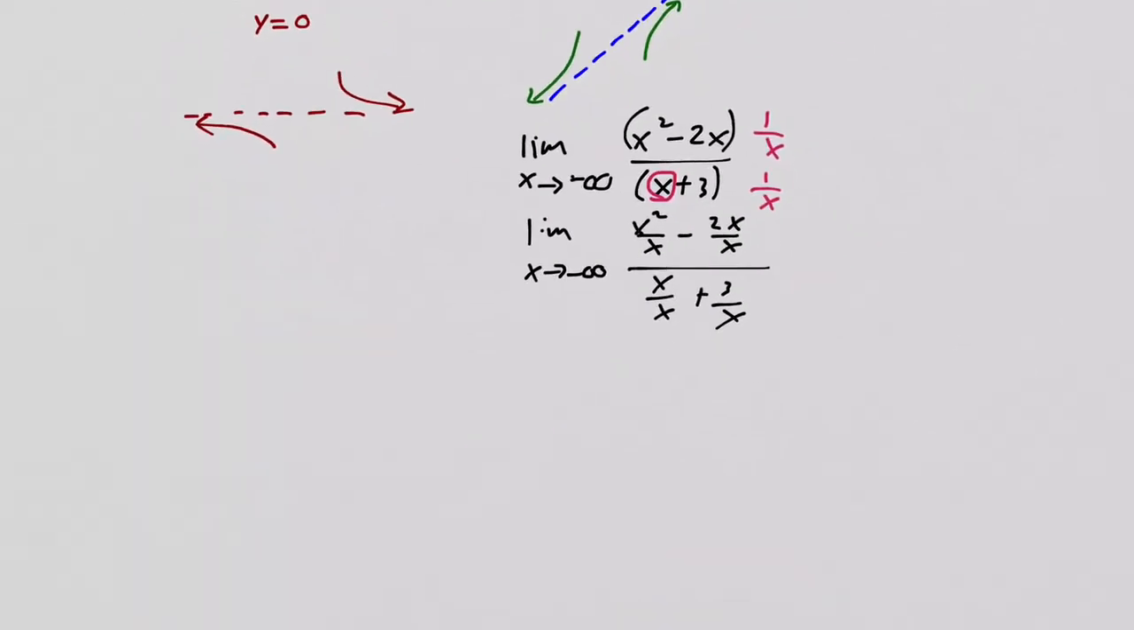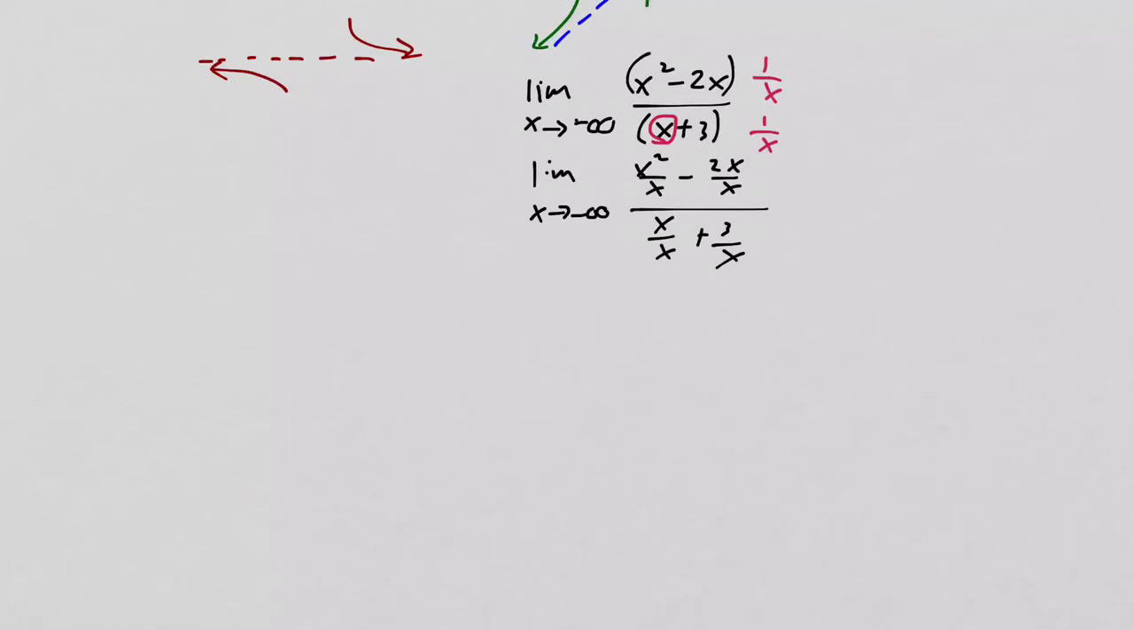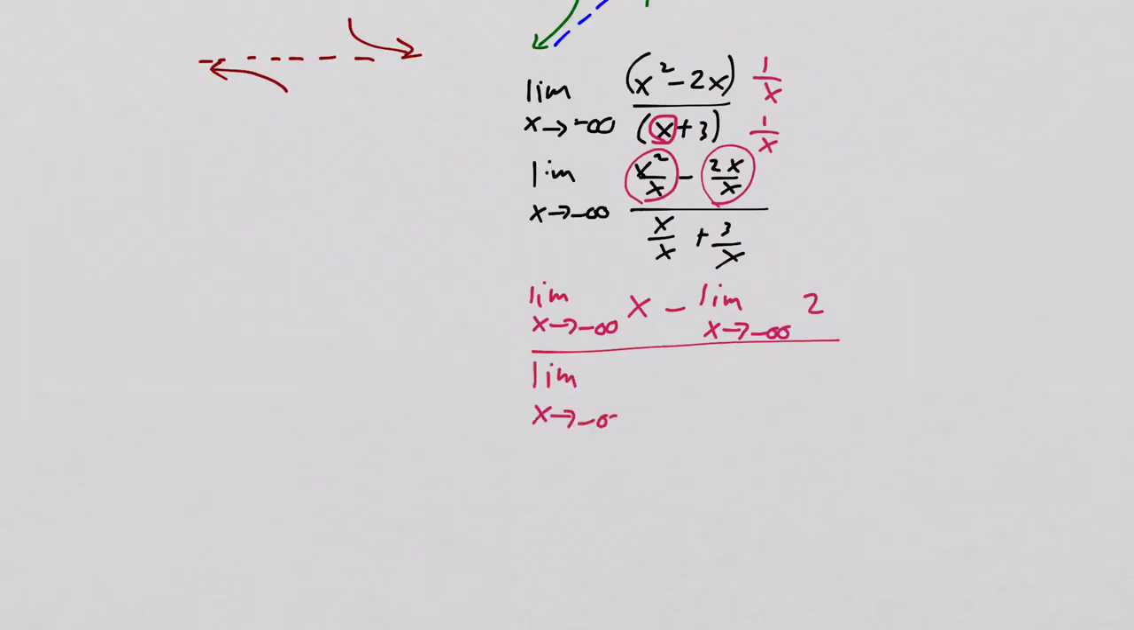And then using our limit properties, we can rewrite this as the limit as x approaches negative infinity, and we're going to do it for each term. So again, x squared divided by x is x. We're going to take the limit as x approaches negative infinity again of 2. For the denominator, the limit as x approaches negative infinity of 1, and then plus the limit as x approaches negative infinity of 3 over x.